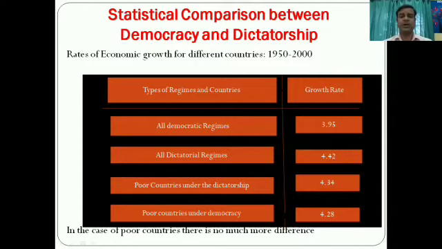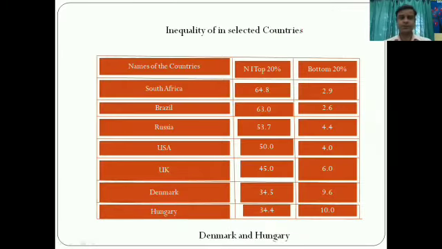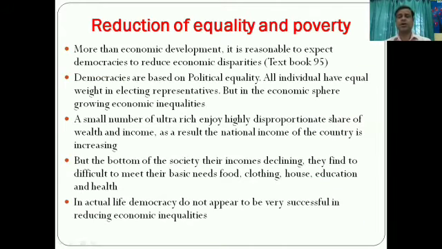So now we'll take a few examples from the textbook. It is a statistical comparison between democracy and dictatorship. It lists the types of regimes and countries, and the growth rate is also mentioned. Then, inequality of the selected countries. So, reduction of inequality and poverty now.